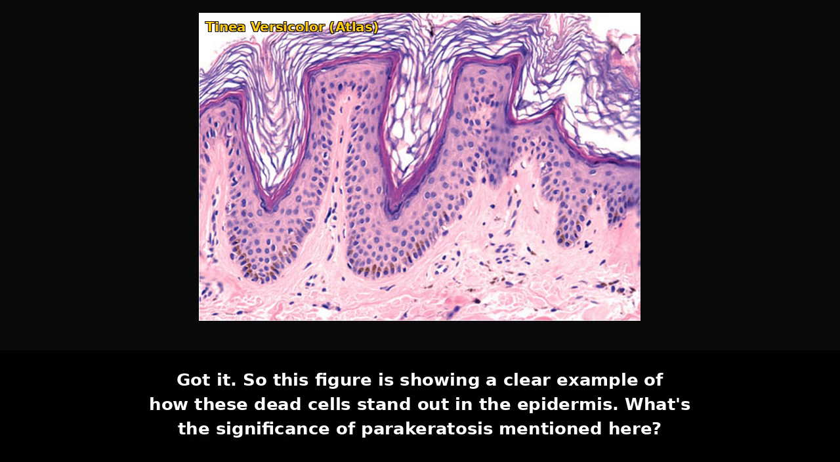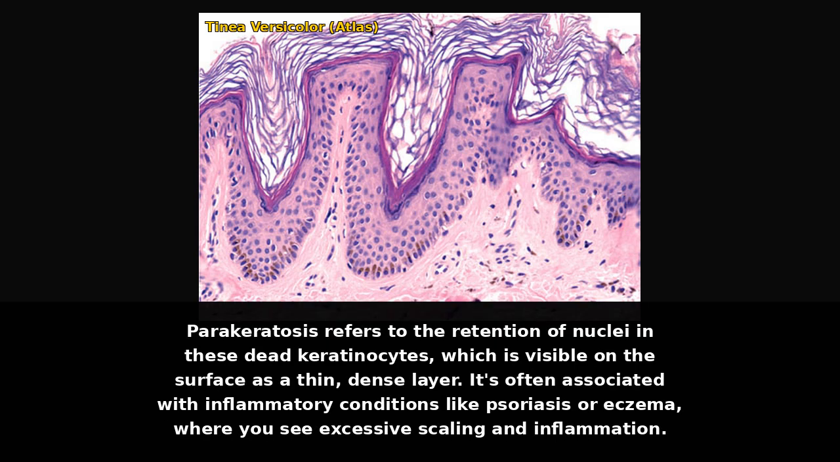What's the significance of parakeratosis mentioned here? Parakeratosis refers to the retention of nuclei in these dead keratinocytes, which is visible on the surface as a thin, dense layer. It's often associated with inflammatory conditions like psoriasis or eczema, where you see excessive scaling.